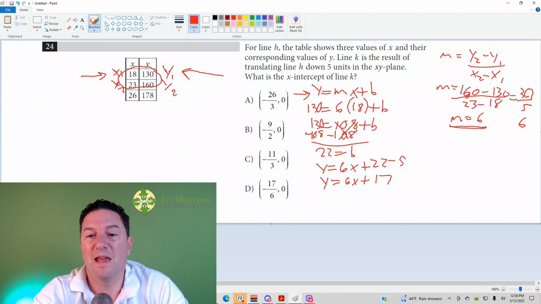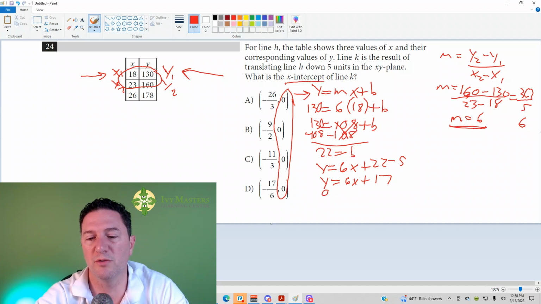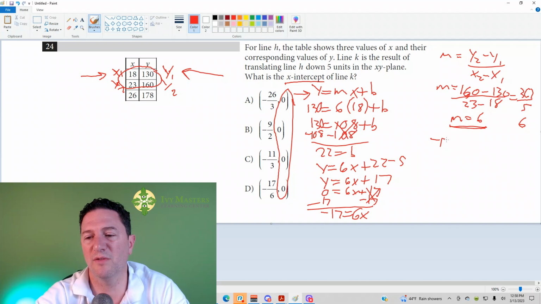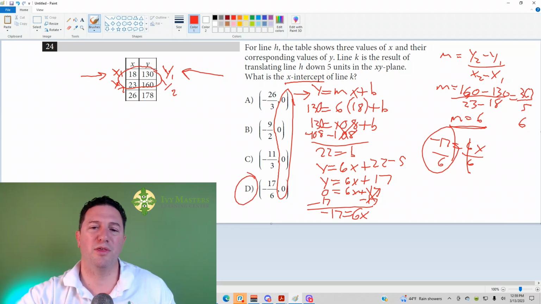All right. And now, what am I doing? I need the x-intercept, which is where y equals 0. If you don't know, notice all your answer choices have y as 0. So I'm just going to put 0 in place of y in y equals 6x plus 17, and subtract 17 from both sides. This cancels. I get negative 17 equals 6x. Then if I divide both sides by 6, negative 17 over 6 equals 6x over 6, and the 6's cancel here. You find that your x is negative 17 over 6. D is your answer.